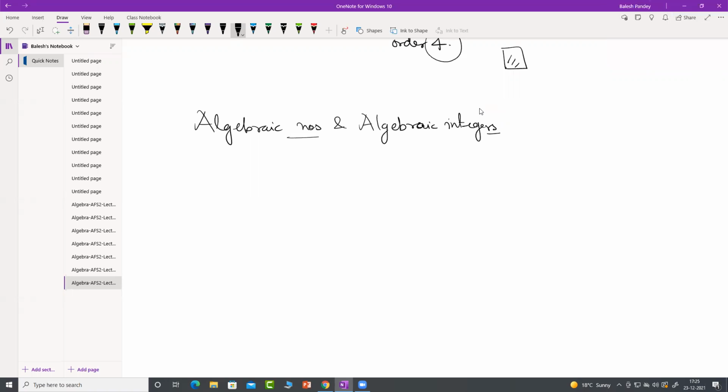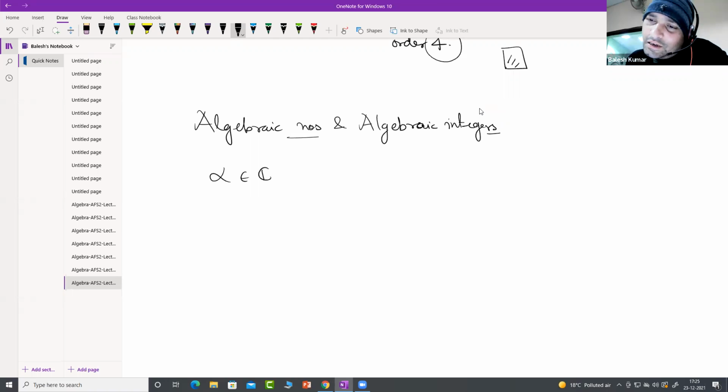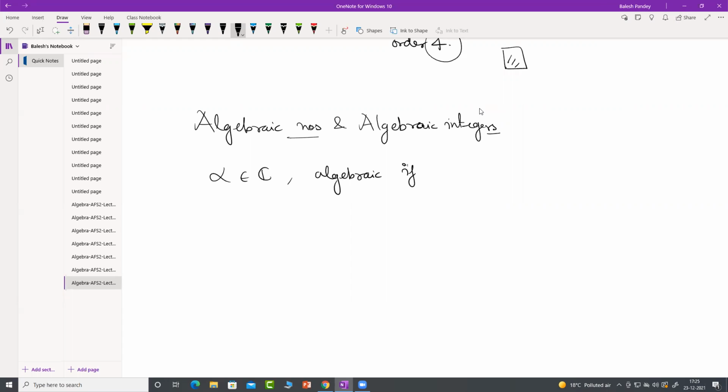Complex. So let's say alpha belongs to C, is said to be an algebraic number. So algebraic, let me write in short, if it satisfies a monic polynomial over Q[x]. If it satisfies a monic polynomial over Q[x], then we call it an algebraic number.